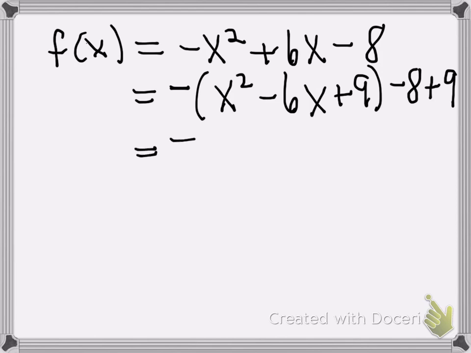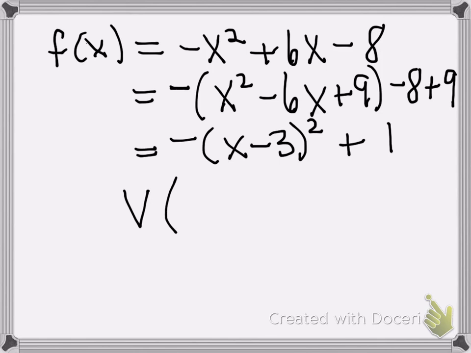So now we're going to write this as the perfect square trinomial that we know how to do. Just factor that. Okay, remember perfect square trinomial, you do square root, square root. Okay, and then negative 8 plus 9 is positive 1. Okay, now we have it in standard form, and all you have to do is tell me the vertex. Remember, we want to change the sign, so our vertex is 3, 1. This has a negative out front, so it opens down.